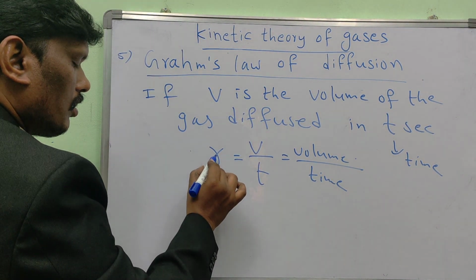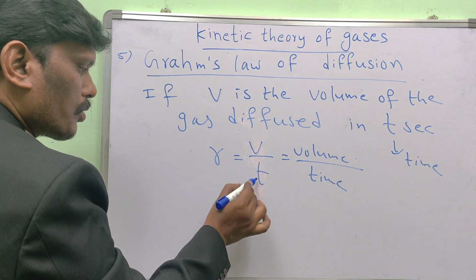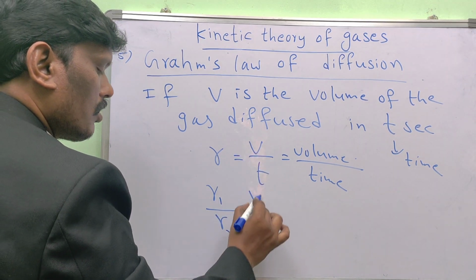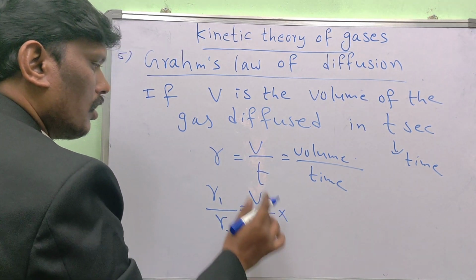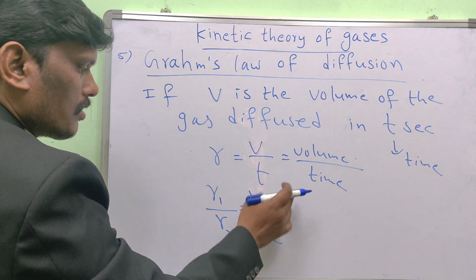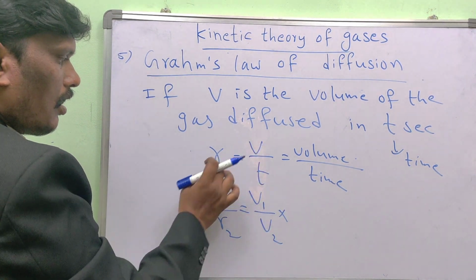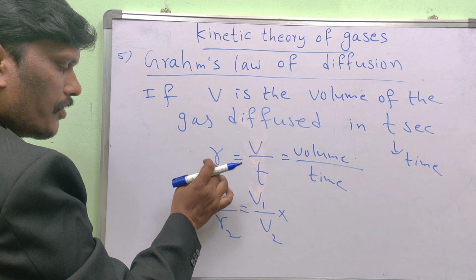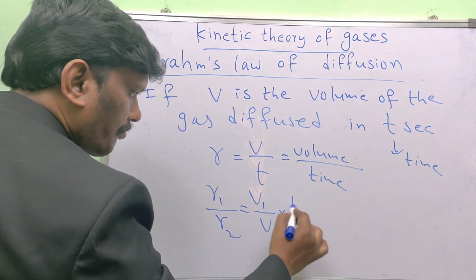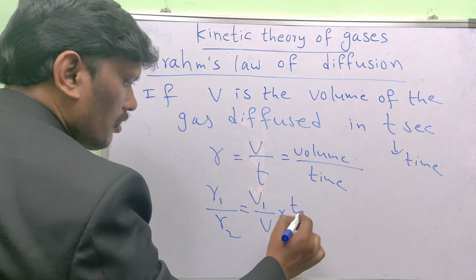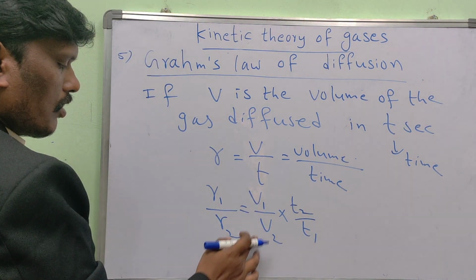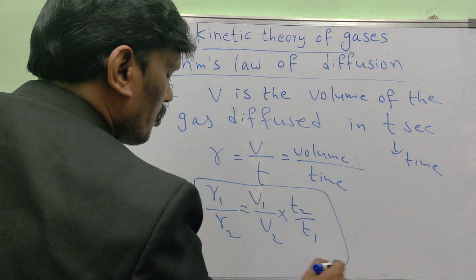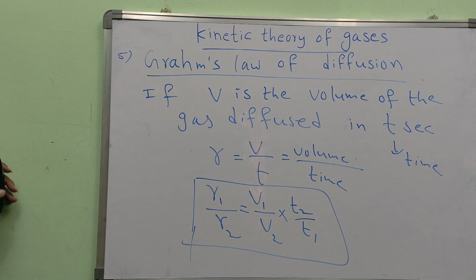Then what happened? Rate of diffusion is directly proportional to volume, inversely proportional to time. Then how to write the formula? R1 upon R2 is equal to V1 by V2, since V is directly proportional, into T, which is inversely proportional. That's why 1 by 2 means reverse, 2 by 1. So R1 by R2 is V1 by V2 into T2 by T1. Here V1, V2 are volumes, T1, T2 are times, R1, R2 are rates of diffusion. This is also one of the formulas we are going to use to solve the problems. Note down, students.